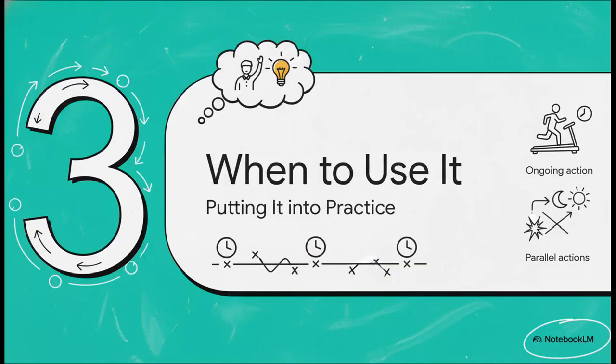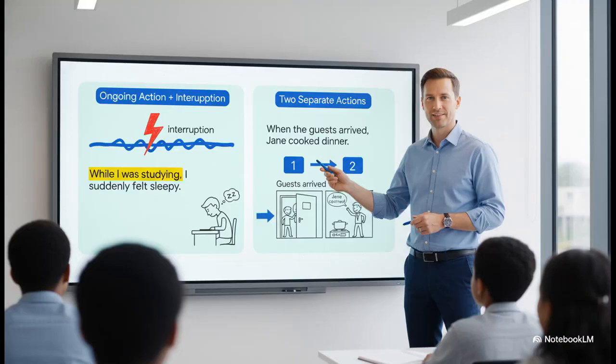Okay, so we've covered the what and the how. Now for the most important part. When should you actually use this thing? Let's get into the key scenarios where the past continuous really shines. This slide right here, this is the number one classic use case. You use the past continuous for a longer background action, like studying, that gets interrupted by a short, sudden action, which is in the past simple, like suddenly feeling sleepy.